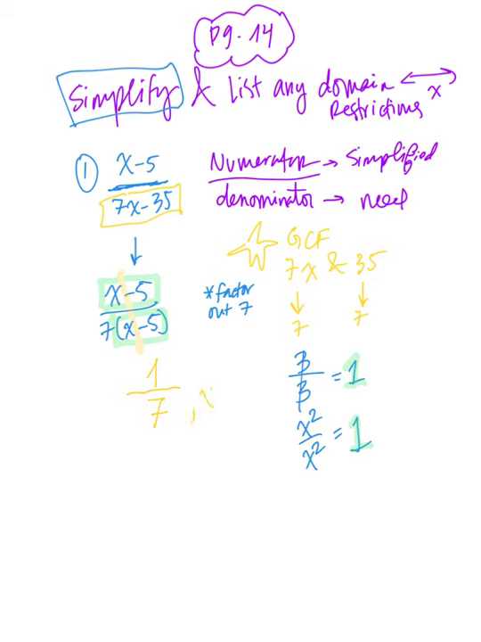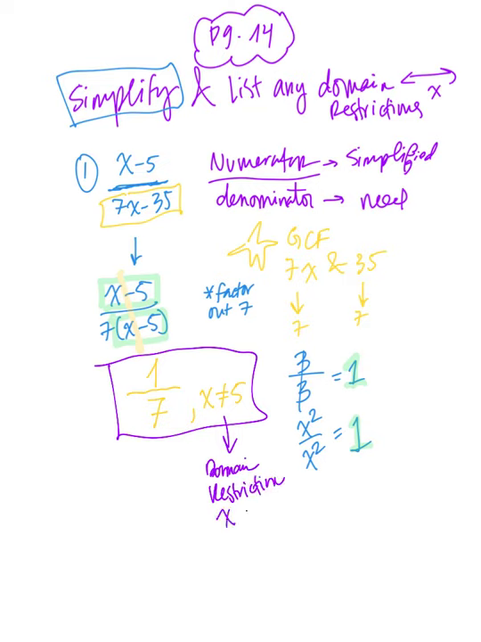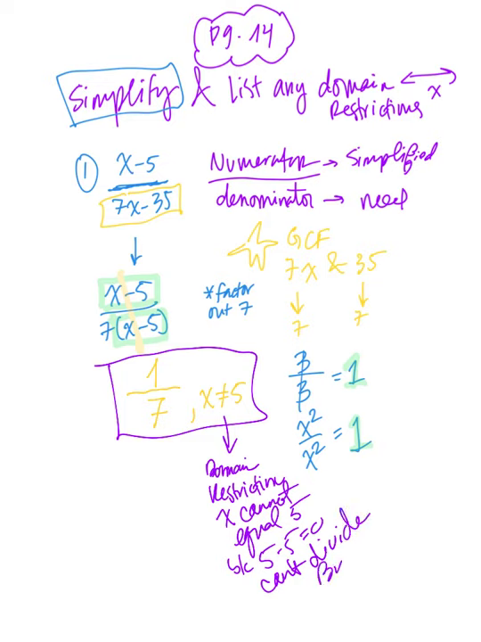I have to say that x cannot equal 5. If x equals 5, then 5 minus 5 equals 0, and we can't divide by 0. So this is my domain restriction: x cannot equal 5. This is our final answer.